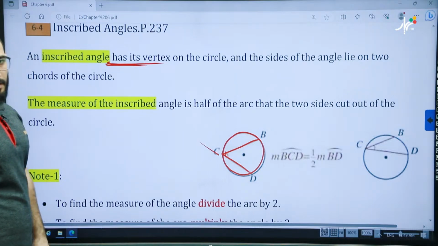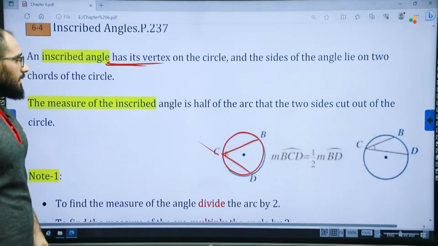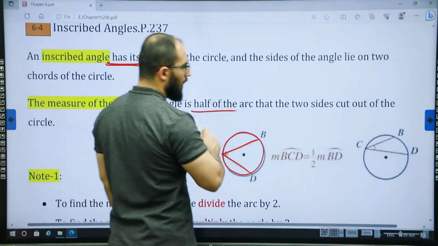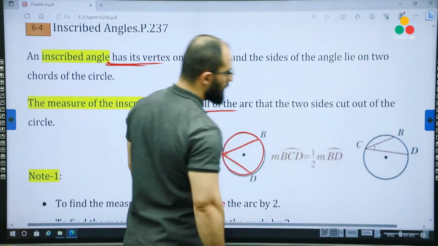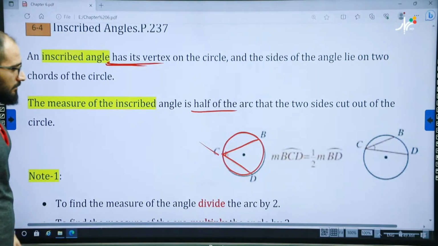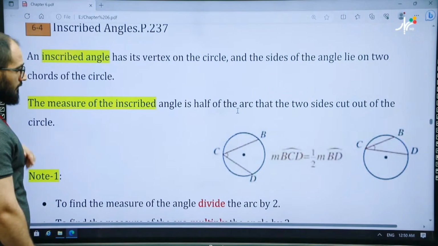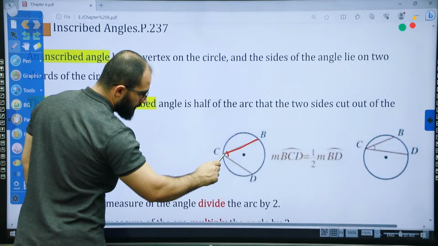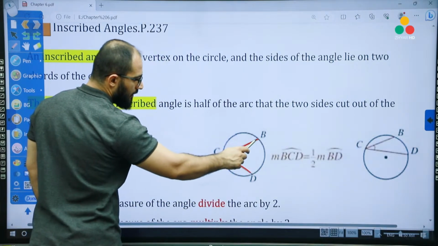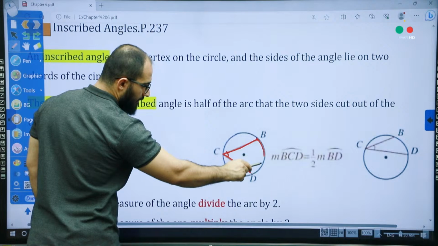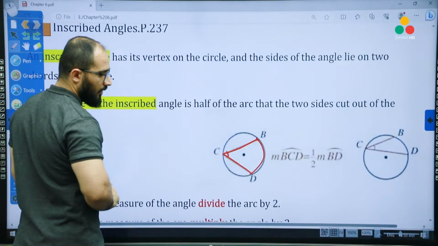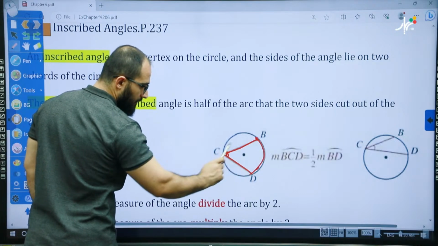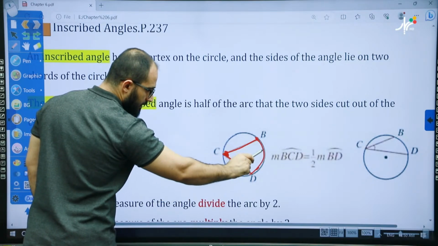Then how can you find the measure of an inscribed angle? It says the measure of an inscribed angle is half of the arc that the two sides cut out of the circle. It means this is the inscribed angle, okay. These two sides cut the circle. Then we have an arc. The arc of that angle is BD.